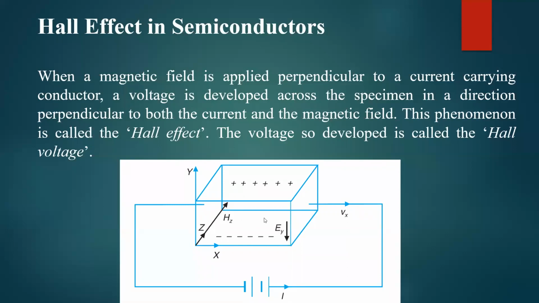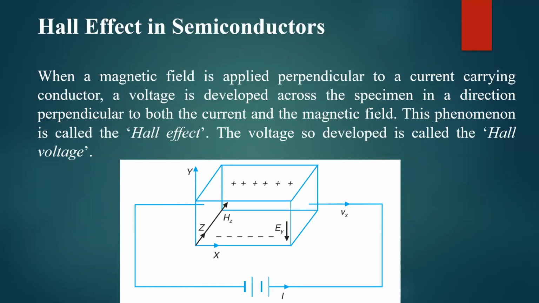Otherwise, some electrons will be accumulated on the bottom part of this conductor or semiconductor. Because of that, the upper surface becomes the positively charged surface, and the lower surface becomes the negatively charged surface. Because of this charge distribution, you will get an extra voltage inside the semiconductor, and this voltage developed across the Y direction is called the Hall voltage, and this phenomenon is called the Hall effect.